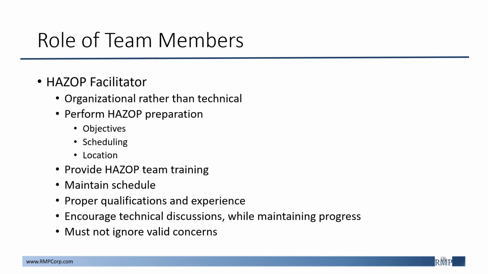Finally, it is important that the facilitator must not ignore any valid concerns from all team members. Since all team members have proper experience with the system, it is important to investigate all proper concerns and thoroughly identify any potential hazards derived from these concerns.